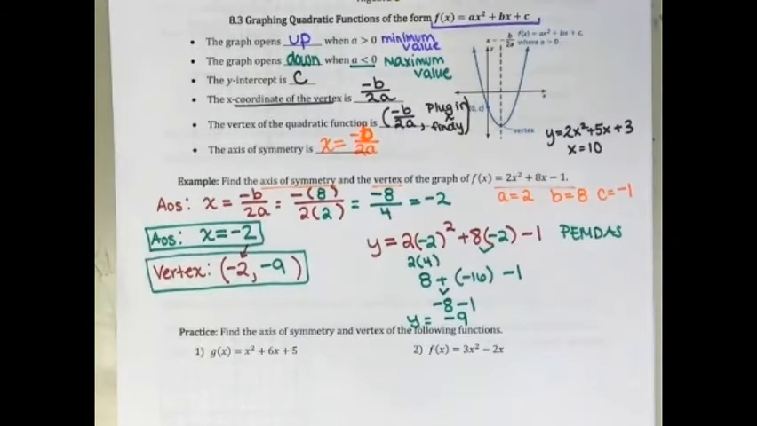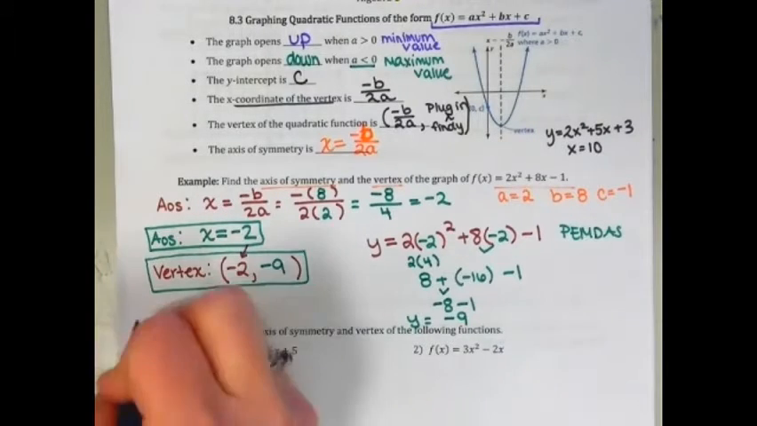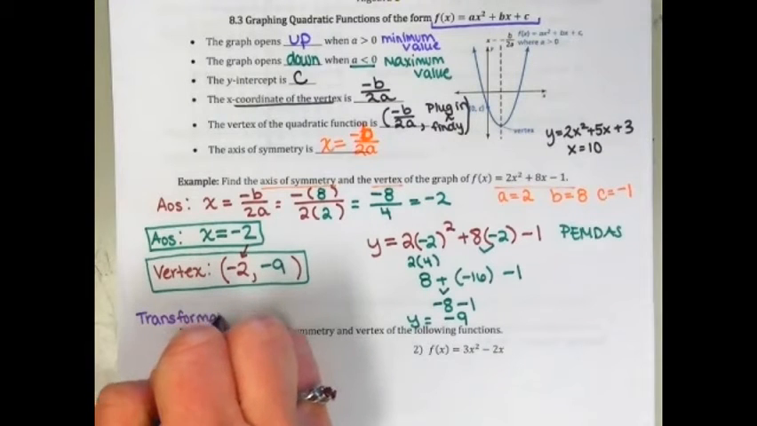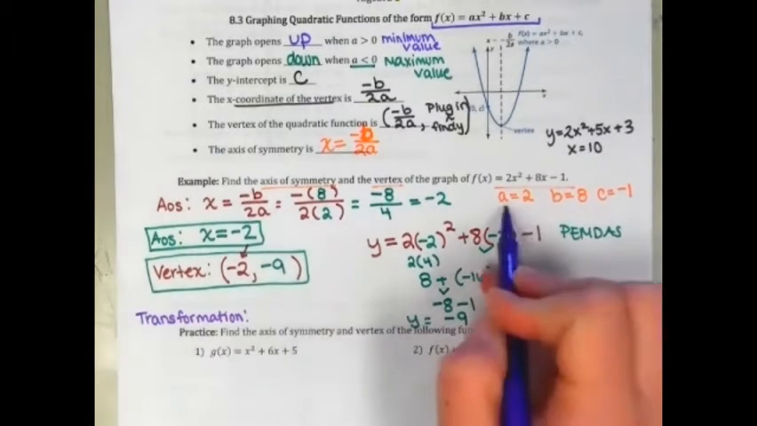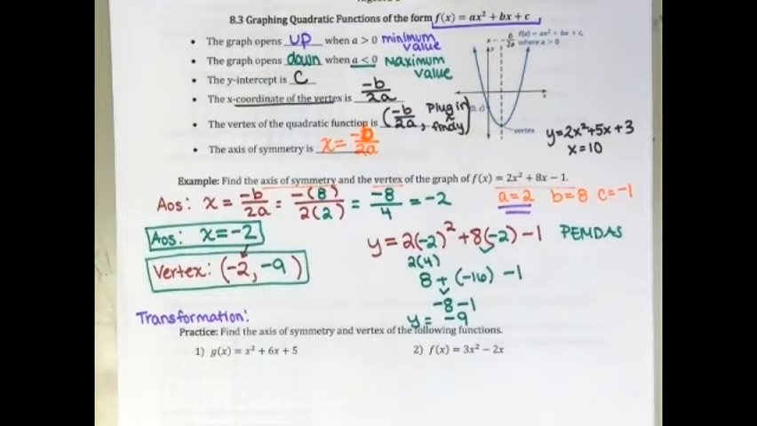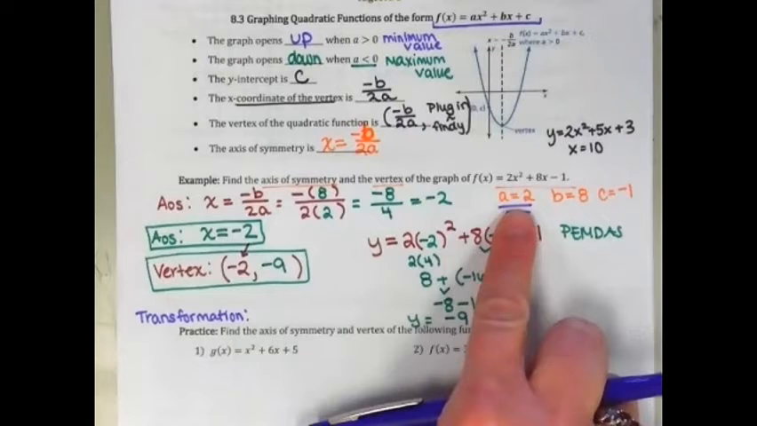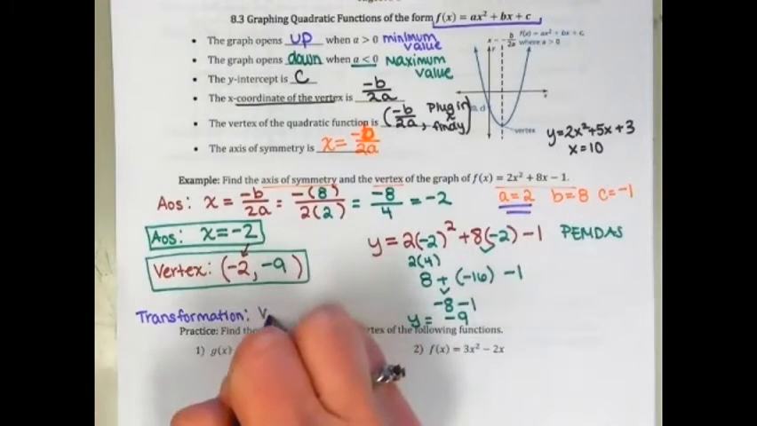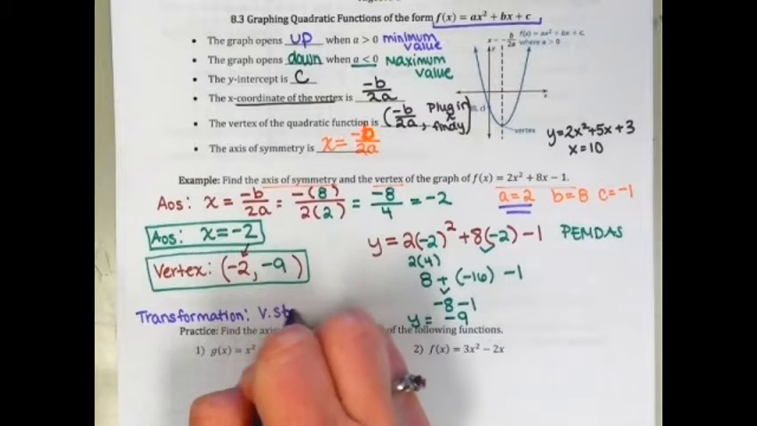So let me ask you, how does this transform? Okay, let's do our transformation. It doesn't ask, but I'm just kind of adding this in. Which way does my graph open? Because my A was 2, this opens up. Okay, so do we have a reflection? No. A is 2. Do we have a vertical stretch or vertical shrink? Stretch. So we have a vertical stretch.